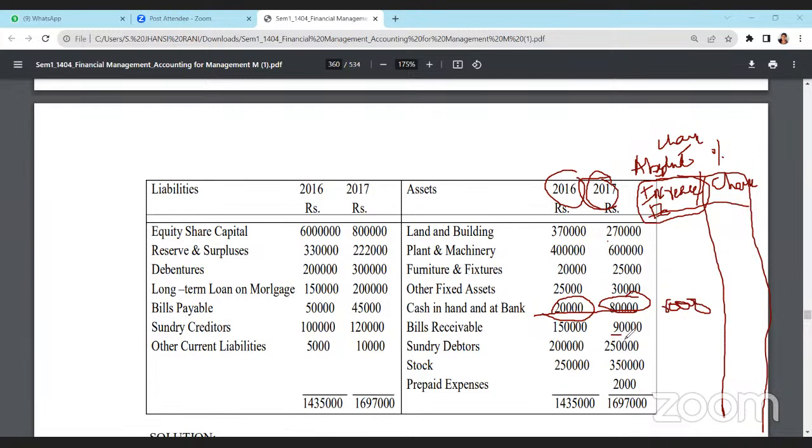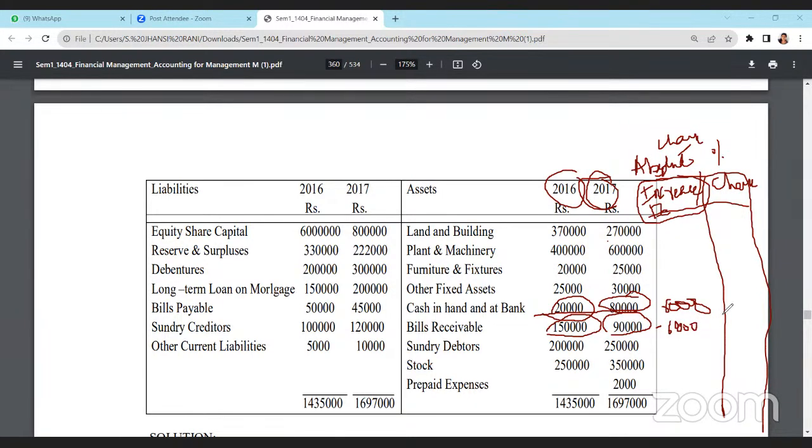Next, if you look at bills receivable, the current year is 90,000 and the previous year is 1,50,000. So here the current year is less and the previous year is more. So we get a minus difference, that is minus 60,000. Like this, we will write all the amounts. We will find out the difference, that is current year minus previous year. That is called absolute change.